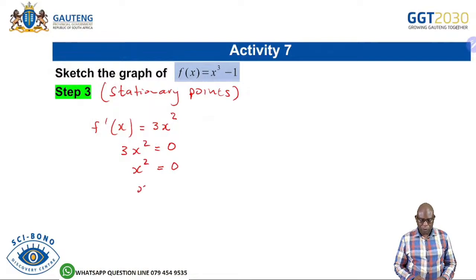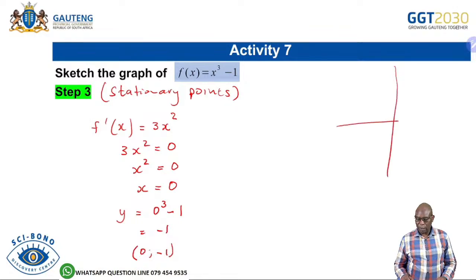Dividing throughout by 3, and taking square roots on both sides, we're going to get x equals 0. The y point will be 0 cubed minus 1, which is going to be -1. So my turning point is (0, -1). If you have looked at what I've drawn there, I have a -1 here, the y-intercept, and the x-intercept, I've got a 1 here. So my turning point is also here on the y-axis, because the x value is 0. It's going to be a very strange graph.